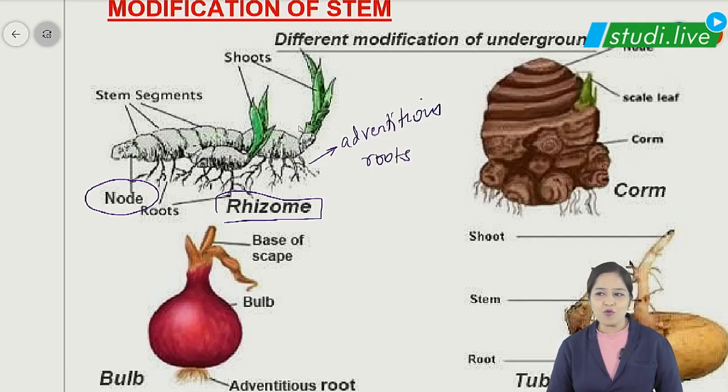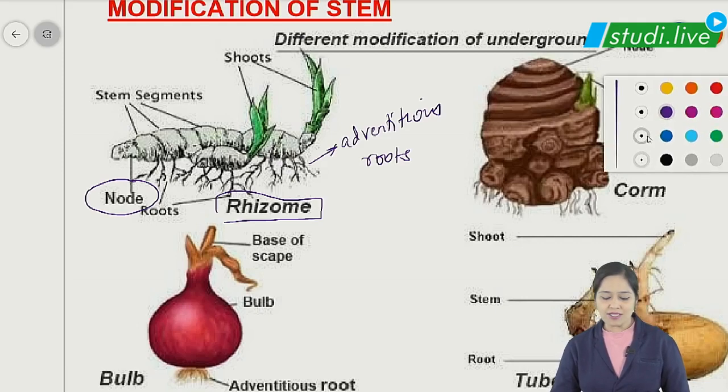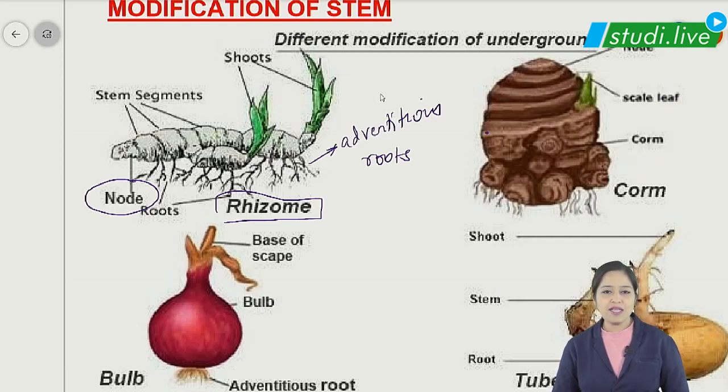And we have the shoot or the stem which is getting formed. So these are the adventitious roots, and we have the upper part which is the plumule, which is going to form the shoot or the stem.